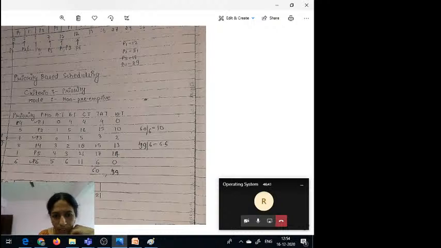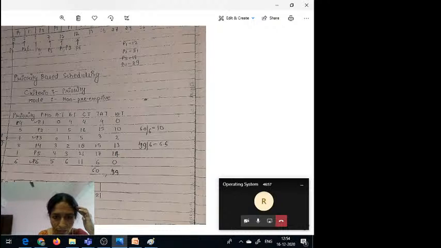Then only 2 processes are in the ready queue: P4 and P5. Coming to P4 and P5, which one has the highest priority? P4 is the highest. So P4 enters the CPU. 16 plus the burst time of 2 is 18.